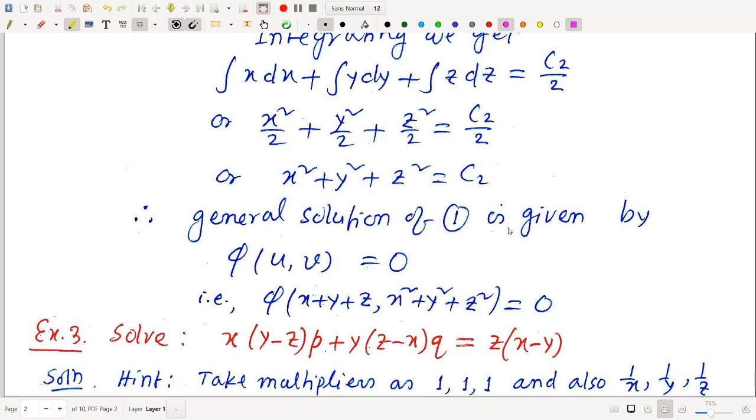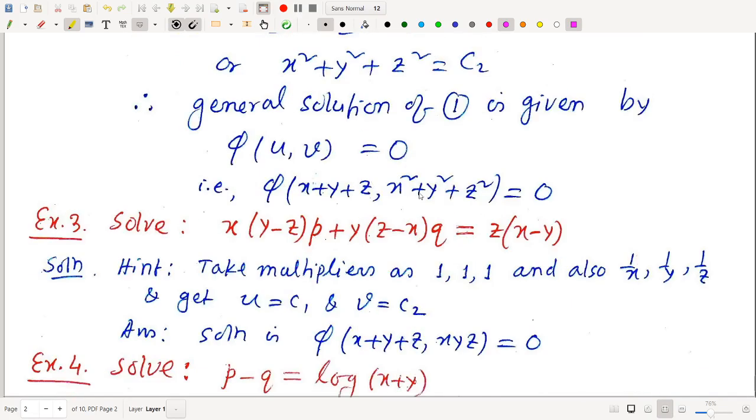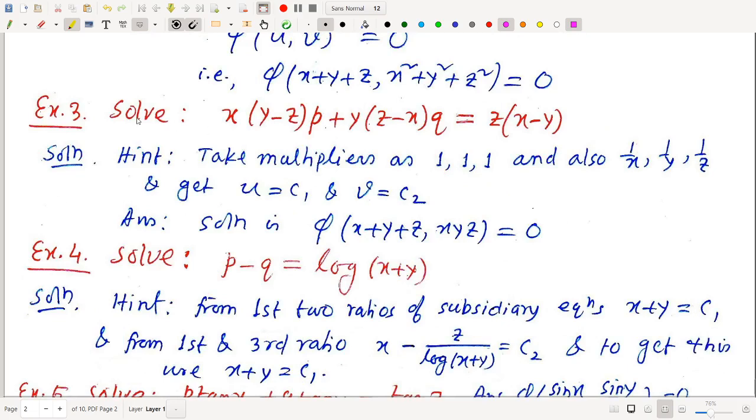Therefore the general solution of PDE number 2 is given by phi of u, b equal to 0. That is phi of x plus y plus z comma x square plus y square plus z square equal to 0. Number 3. Solve x(y minus z)p plus y(z minus x)q equal to z(x minus y). It is a Lagrange's linear equation.